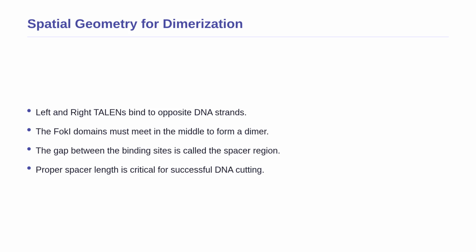Now that we know why pairs are essential for specificity, we must consider how they physically fit together on the DNA. A functional system requires the left and right TALEN proteins to bind to opposite strands of the DNA. Once bound, the FokI cutting domains attached to them must reach across the gap and meet in the middle to form a dimer. This gap between the two binding sites is known as the spacer region.